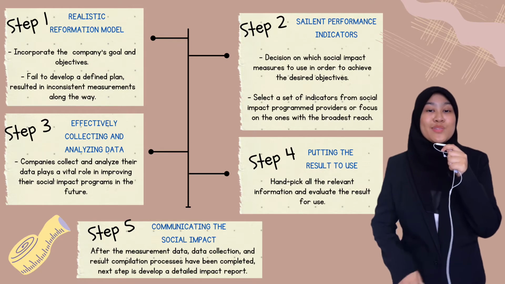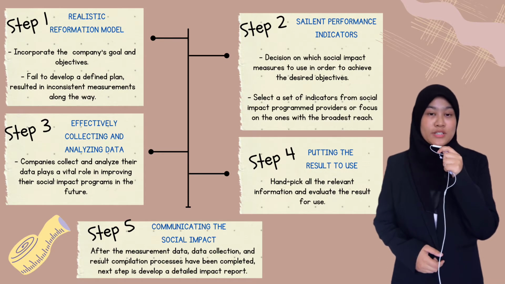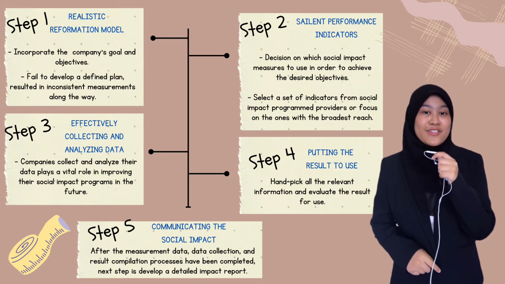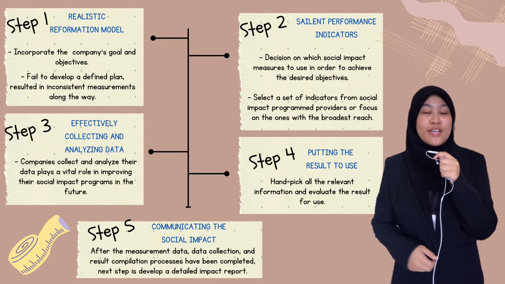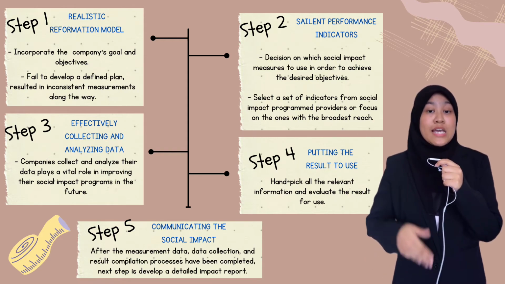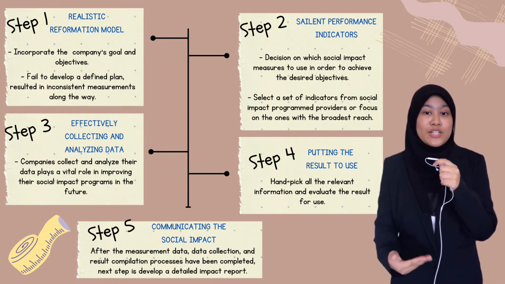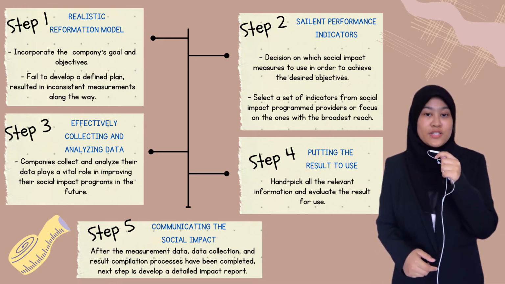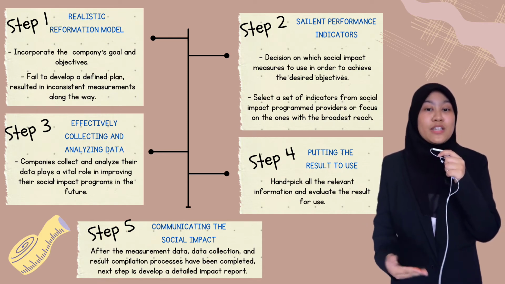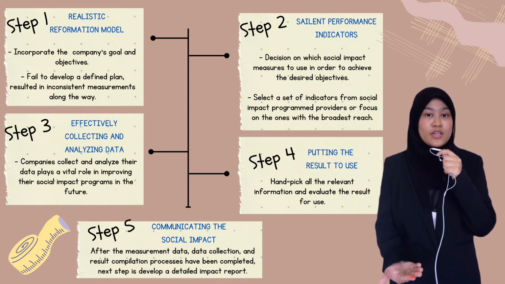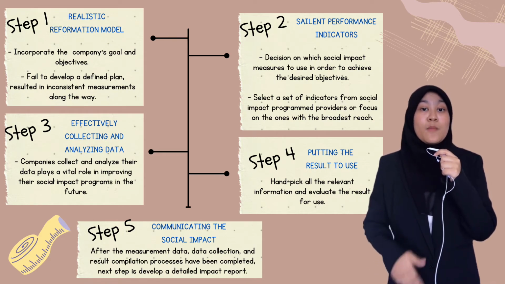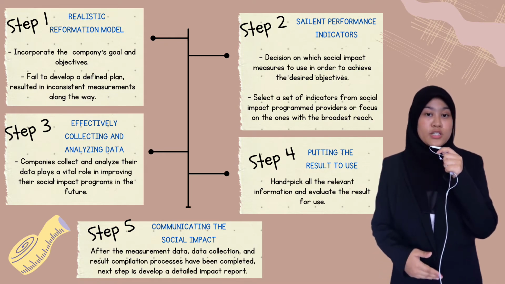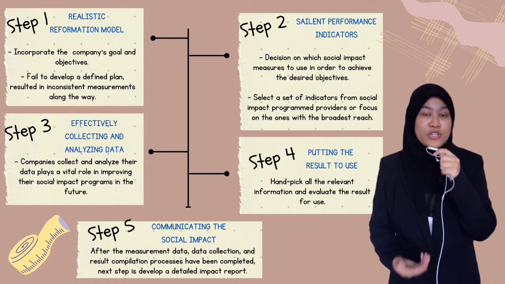The first step is to start with a logic model. The logic model, or theory of change model, is the first thing an organization should work on in order to put their social impact into context. This model should incorporate the company's goal and objective for addressing one or more social challenges. The model should specify the process that will be used by the organization to accomplish the desired impact. Most organizations fail to develop a defined plan during their first theory of change, resulting in inconsistent measurements along the way.